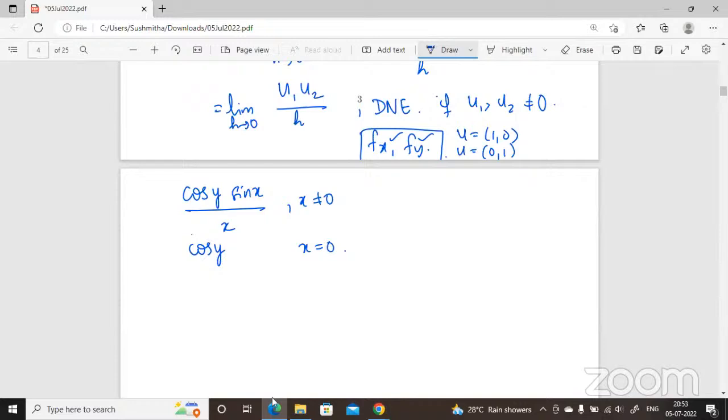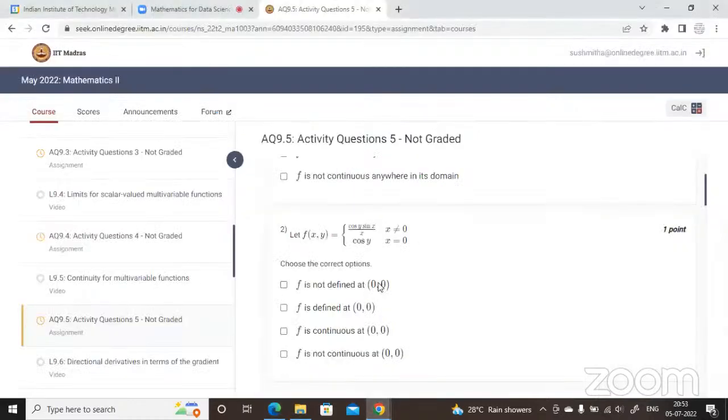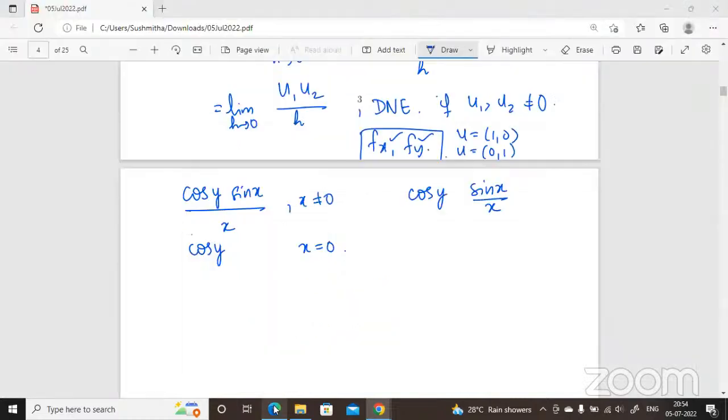Okay, so now you can split this like this, right? And what we have to do in this question is calculate the limit. Is f defined at (0,0)? Yes. When x is 0, you use the definition cos y, and cos y is a continuous function, a well-defined number. So f is defined at (0,0). Is f continuous at (0,0)?